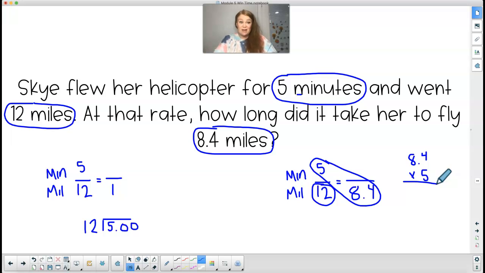So either way, we have to divide by 12. You can either multiply, then divide, or you can divide, then multiply. So pick which way you want to do that problem, and then come back when you are ready to do the next one.